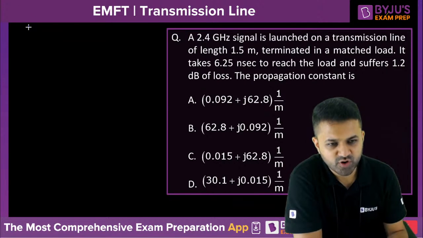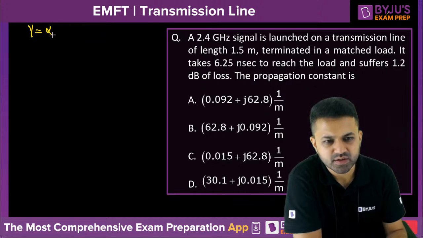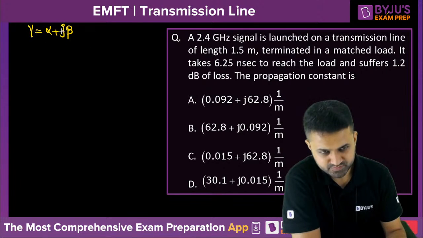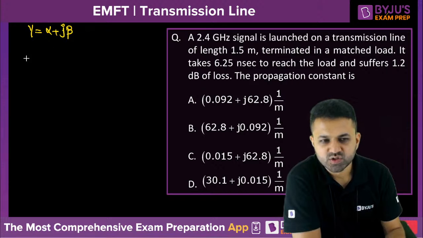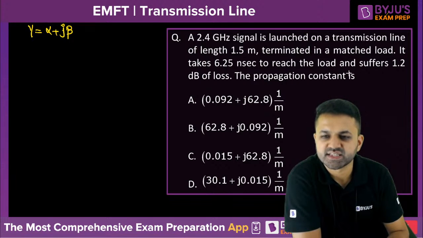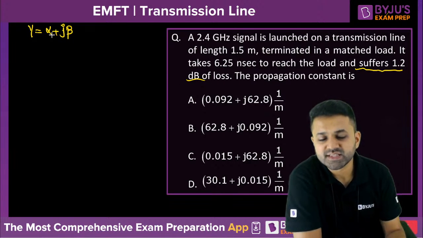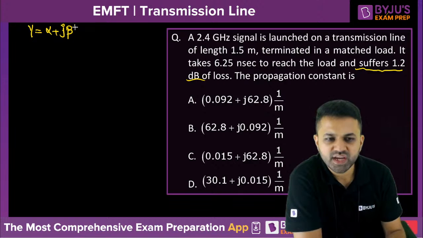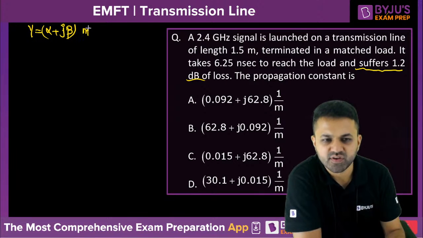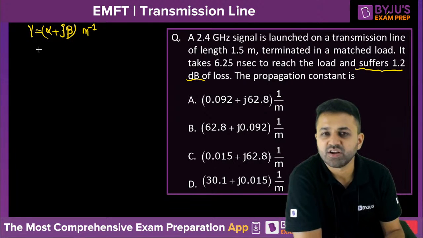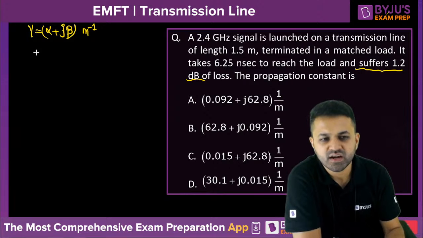So the formula for the propagation constant gamma is nothing but alpha plus j beta. So that means we want to write alpha and beta. So how do you calculate the alpha? It is as given that when it is traveling, it is suffering a loss of 1.2 dB. But whenever we put in this equation of gamma, we get the answer in meter inverse, where alpha is the attenuation constant and is put in Napier.